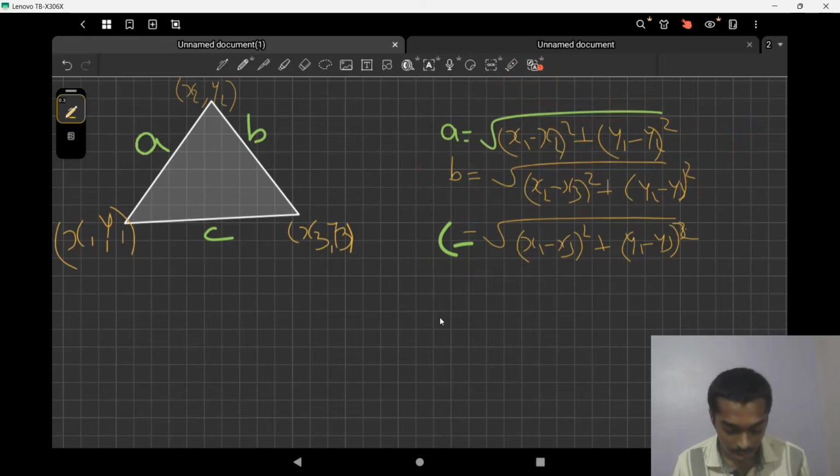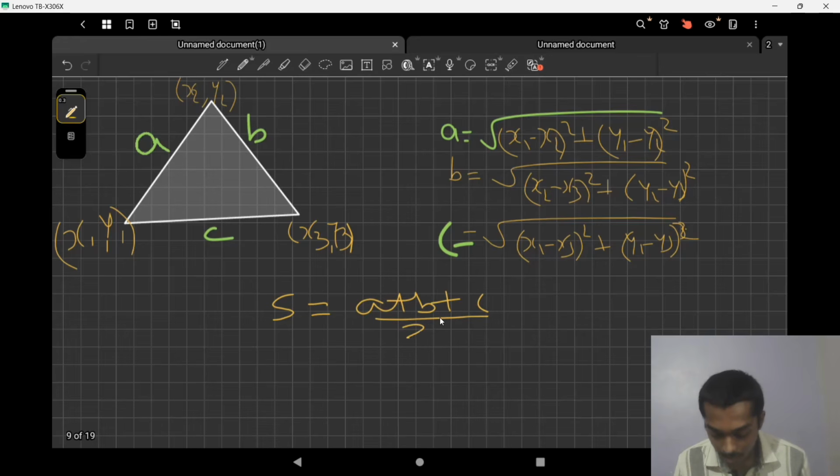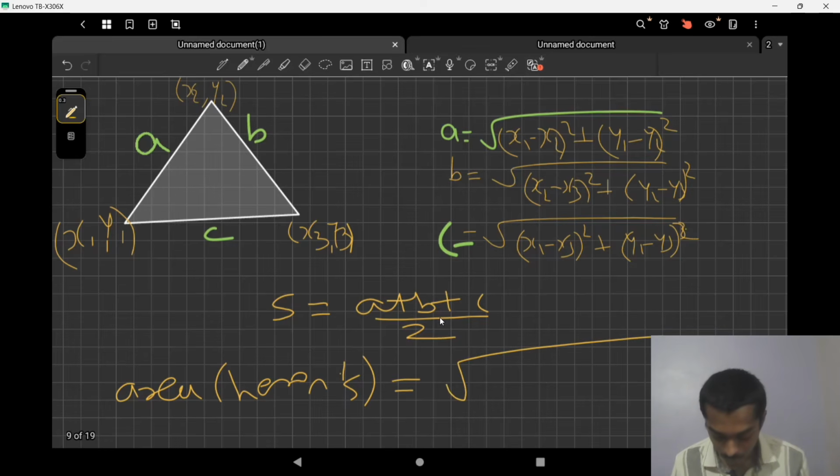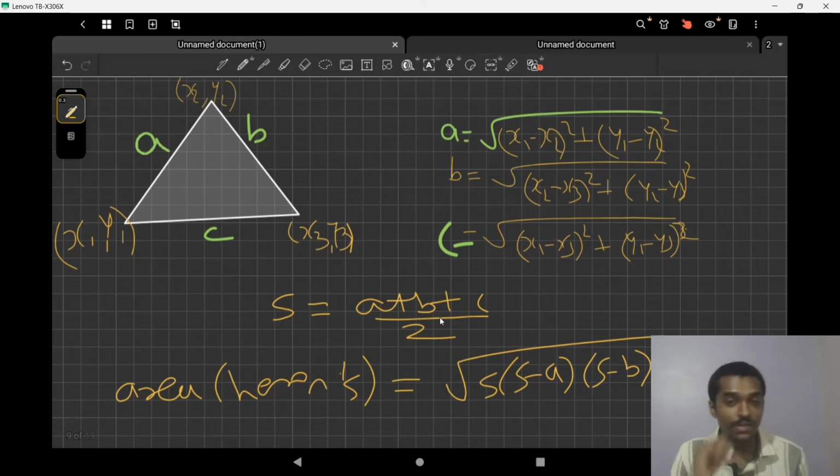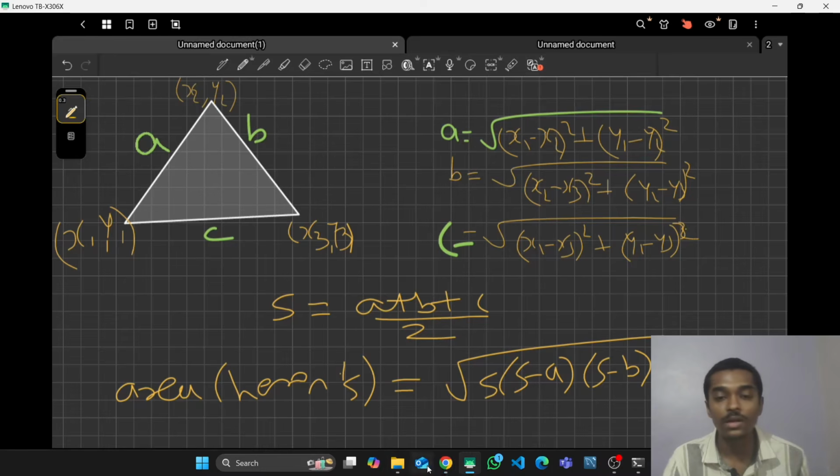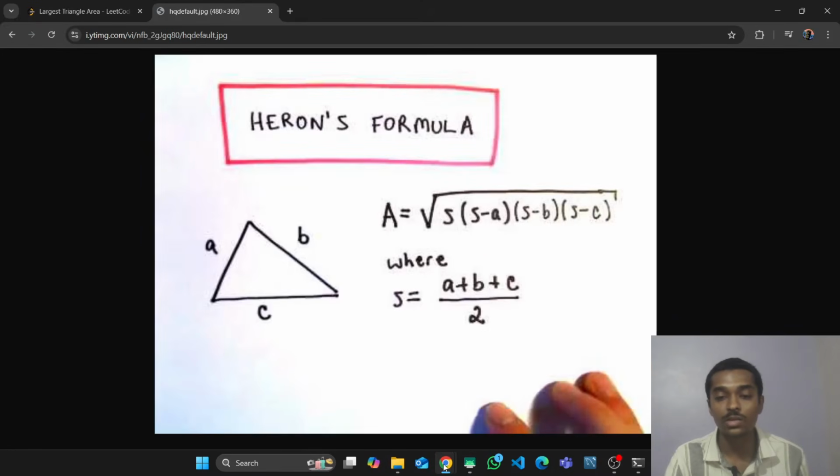And what is the area of the triangle? Then we have to calculate our s value. S is nothing but (a + b + c) divided by 2, and the area by Heron's formula is the square root of s times (s minus a), (s minus b), and (s minus c). So this is the formula. There is also one more formula, the Shoelace formula, but first let's discuss the solution by this formula. Now let's discuss how we can solve this question.